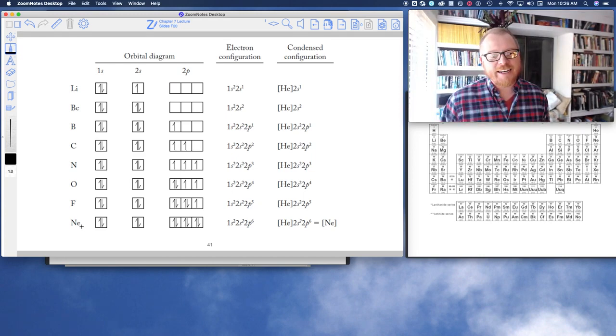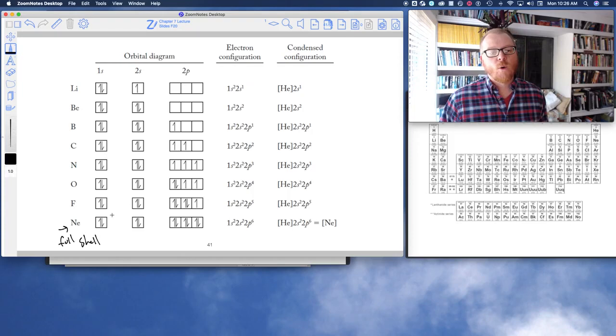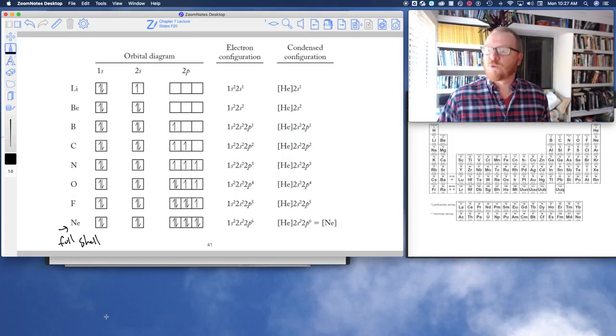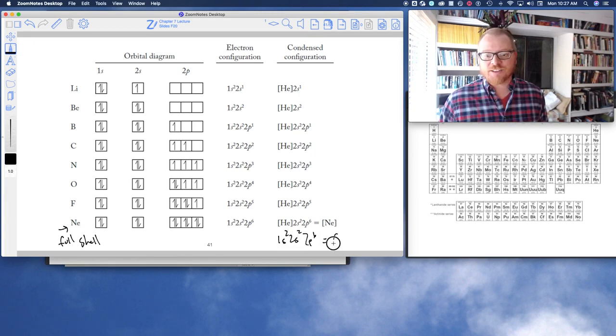And then finally, neon has a full shell. So I'm going to write that as full shell: 1s2, 2s2, 2p6, all of that is filled. That's what makes it a noble gas. As it turns out, having a full shell really stabilizes an atom. Now we can adopt a new nomenclature. I can write 1s2, 2s2, 2p6 as simply neon.